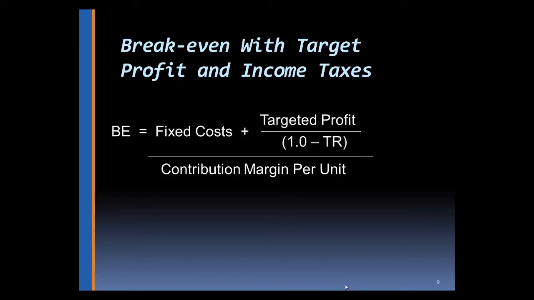Now, when you start talking about making a profit, which we are here, then the government gets very interested in your operation. They're not going to be hanging around too long if you're talking about making a loss, but when you start getting profitable, they want their share. And so then we take into account the targeted profit. So now our formula for break even is fixed costs plus the targeted profit divided by 1 minus the tax rate, and then both of those figures divided by the contribution margin per unit.